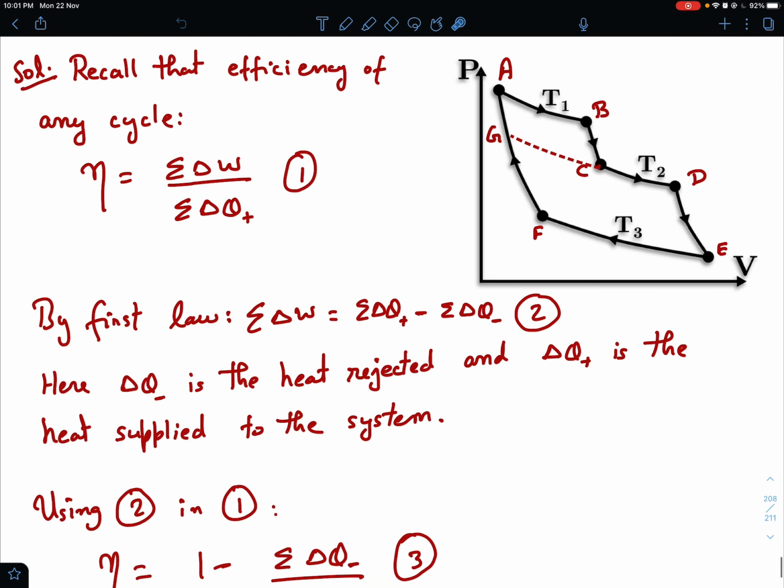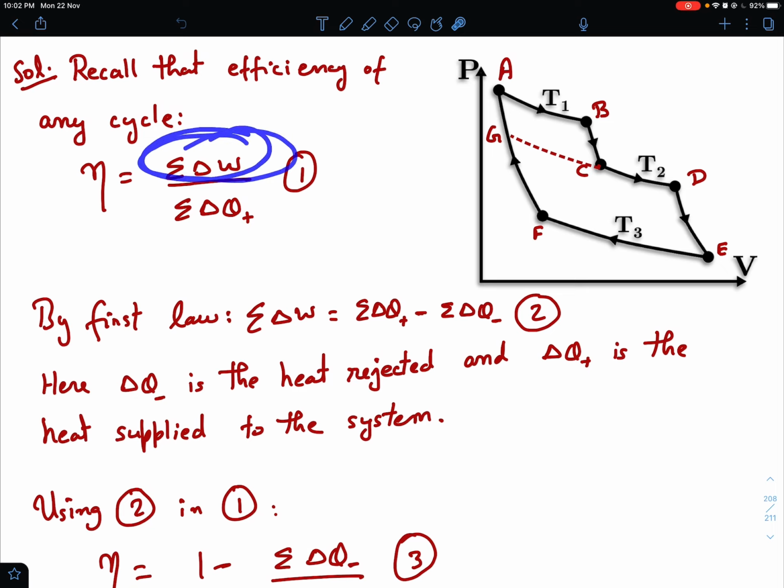Okay, so let's see the analysis of this. First thing is, we can recall that the efficiency of any cycle is what? That is the total work done in the cycle divided by the positive heat supplied. If there are many processes happening, in some of the processes heat will be supplied to the system, and in the other processes heat will be rejected from the system. So delta Q plus is to be counted only where the heat is being supplied to the system.